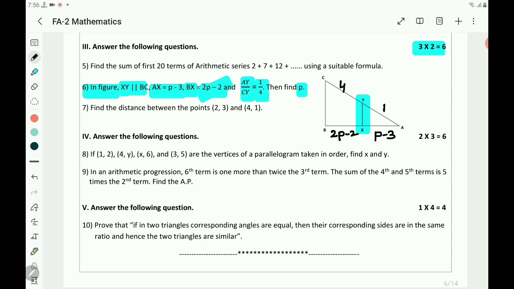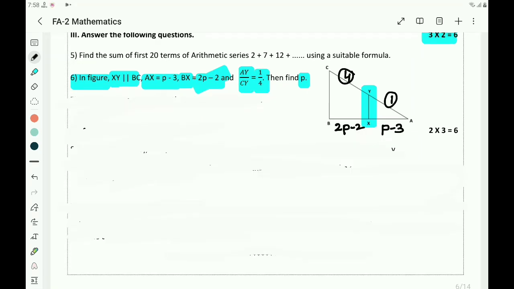And you know that as XY is parallel to BC, you can use the Thales theorem. If a line is drawn parallel to one side of a triangle to intersect the other two sides in distinct points, then the other two sides are divided in the same ratio. And here 1 by 4 is equal to P minus 3 by 2P minus 2.